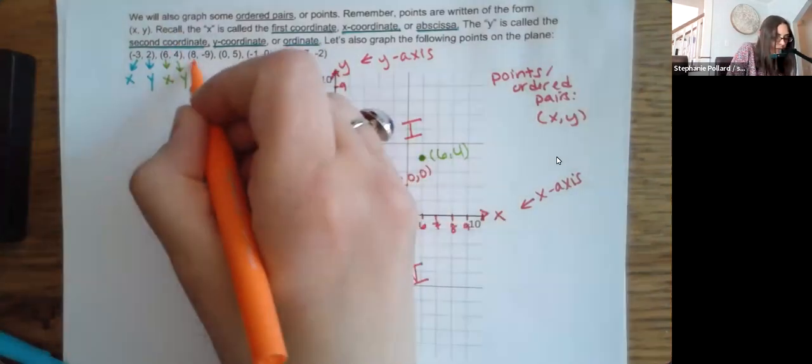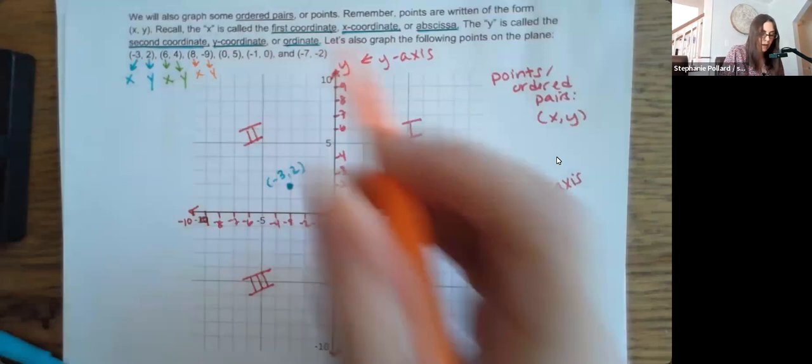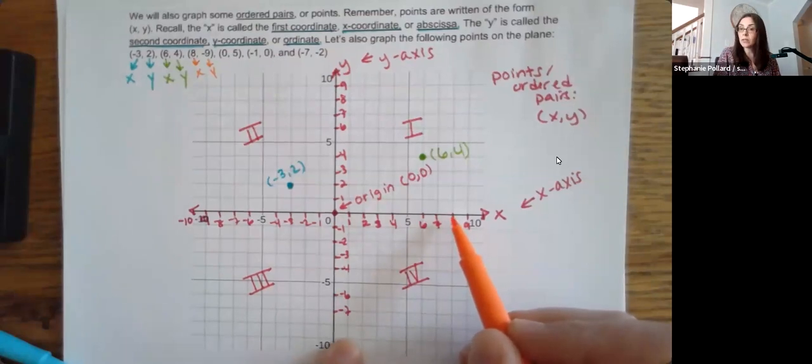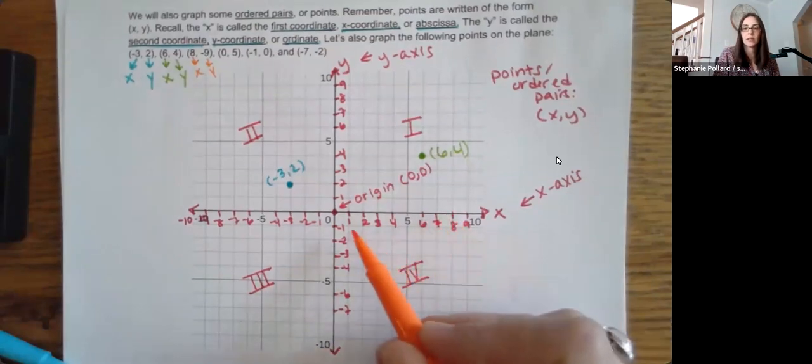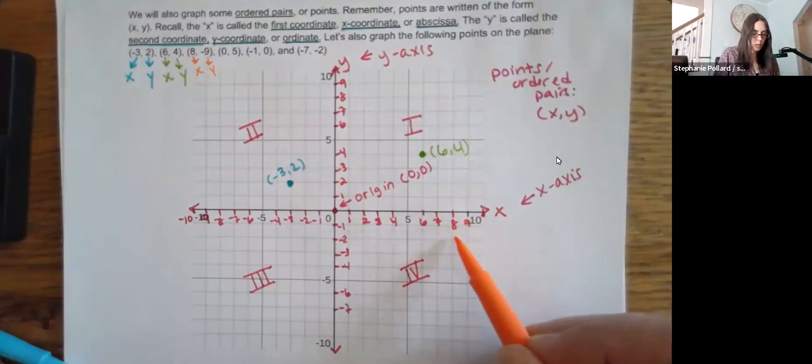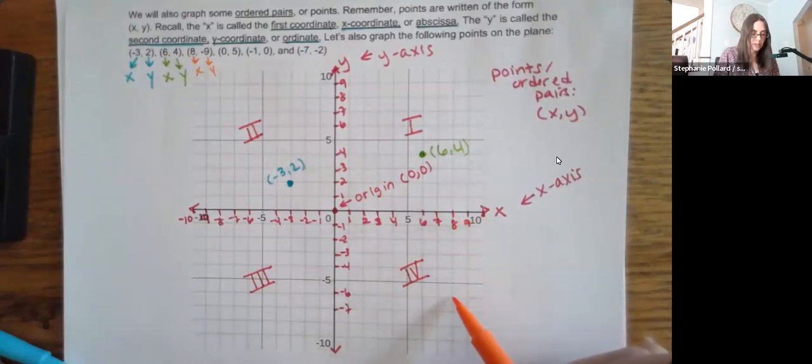Our next one is 8, negative 9. So again, our x value is 8. Now our y value is negative 9, which is going to be way down here. Another way you can do it is to count, right? So I know I'm counting by ones here, so I'm going 9 units down. So I go to my 8 and I count down. 1, 2, 3, 4, 5, 6, 7, 8, and 9.